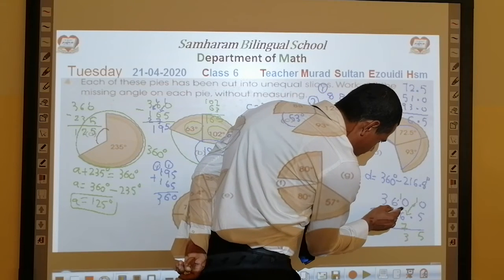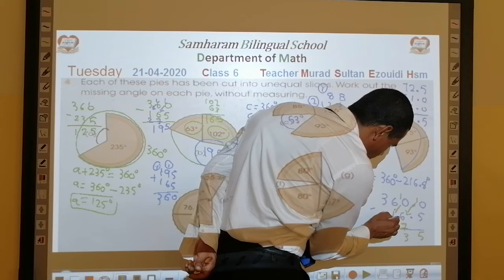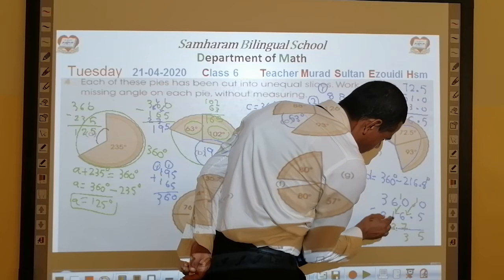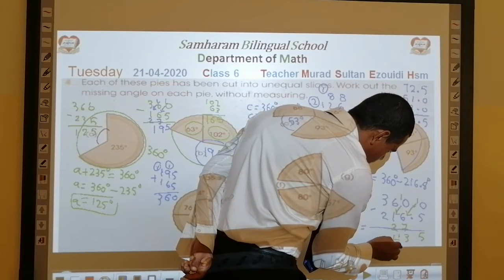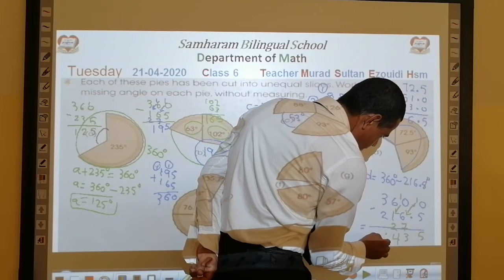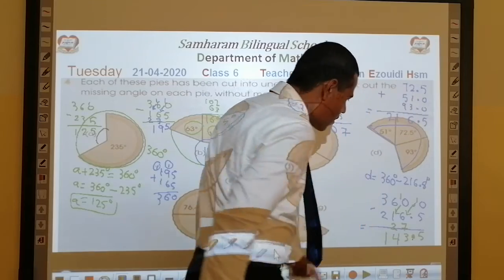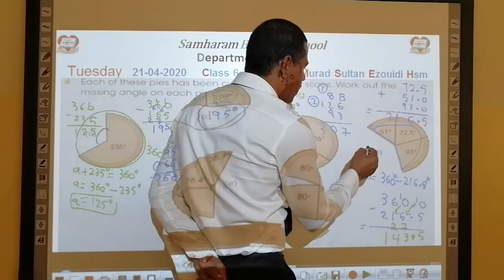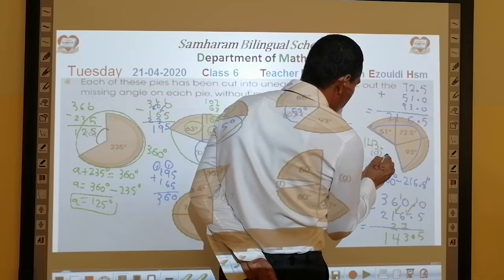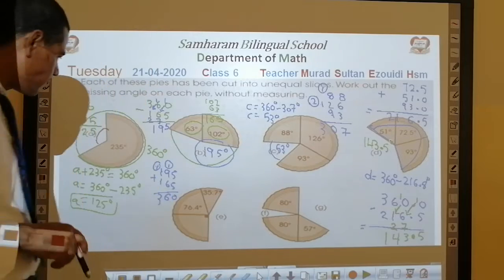The one that I borrowed, I will add it with what? I will add it with the 1. 1 plus 1 is 2. I will work with this 2. 6 minus 2 is 4. Then 3 minus 2 is 1. Then I will put the decimal point here. So the answer is 143.5. 143.5 degree. Okay? The next.